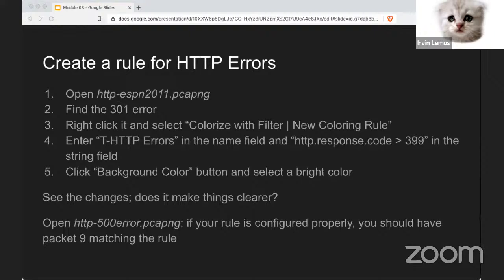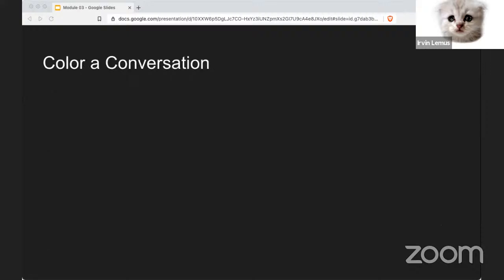Here is an example rule that you can set. Opening ESPN 2001.pcapng, find the 301, have a coloring for any HTTP response errors that are above 399, and then you'll see any errors. For example, packet 9, in a different file, HTTP 500 error, you'll see packet 9 light up with whatever color you chose. Again, making it easy to find these errors, easier to look at the traffic and figure out what's happening.